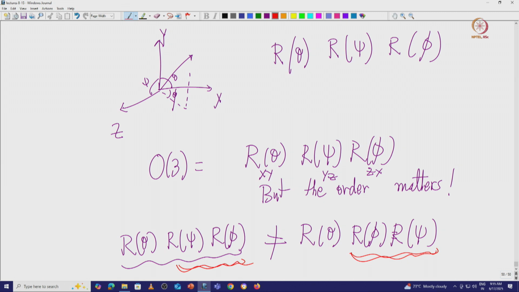So if you interchange the order of multiplication, this is not the same group element essentially, and such groups are called non-abelian groups. So these are called non-abelian groups.